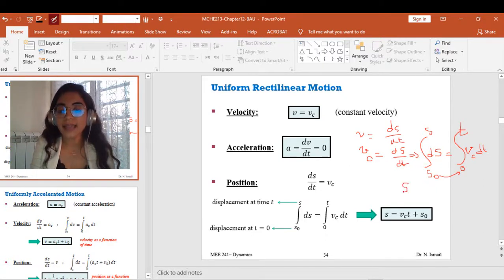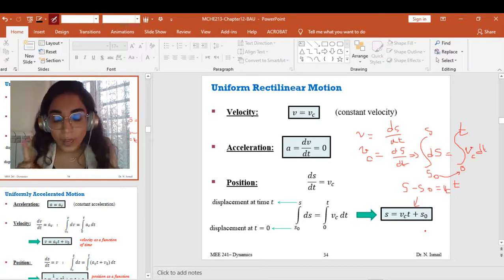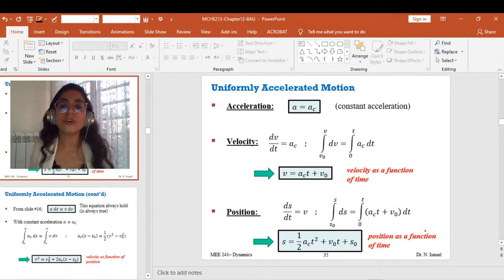So this means, guys, that s minus s0 is equal to the integration of vc dt, and since vc is constant, then this could be removed from the integration, and then vc times t minus 0, which means vct. From here comes this equation. So s will be equal to vct plus s0. What is s0, guys? s0 is not any constant. It is the displacement, or it is the position coordinate at t equal to 0, at the initial time. Now, what about the uniformly accelerated motion?